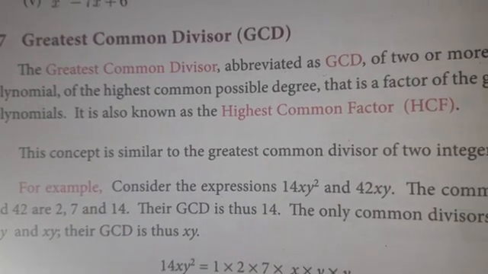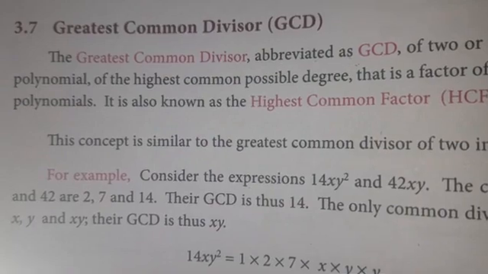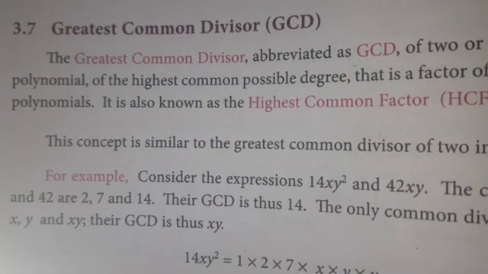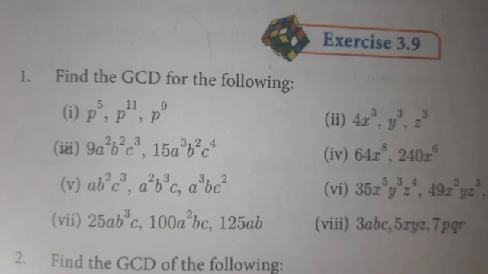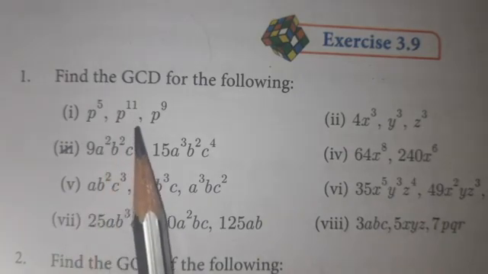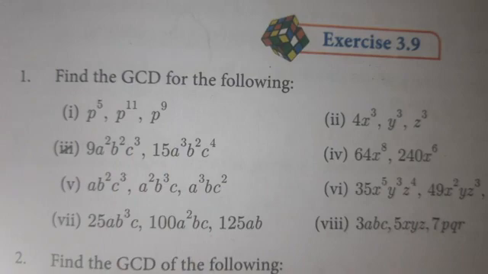Next we are going to see the topic, greatest common divisor, that means GCD. Exercise 3.9. First question: find GCD for the following. The first one: P power 5, comma, P power 11, comma, P power 9. This exercise is very easy. So see here, solution, P power 5 I have written.